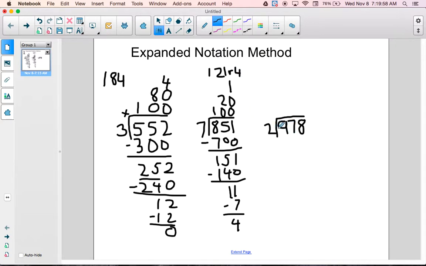All right, one last problem. 978 divided by 2, we're using the expanded notation. I need to ask myself, all right, how many hundreds will go into this? So notice that 2 will go into 9 4 times, so 400. 400 times 2 is 800. Subtract.